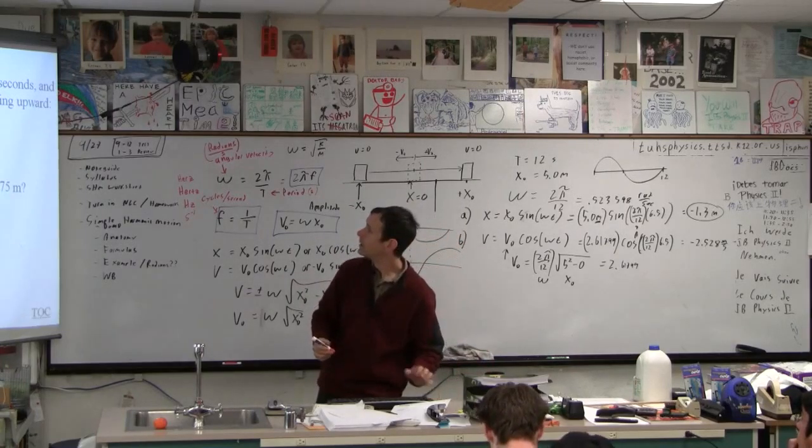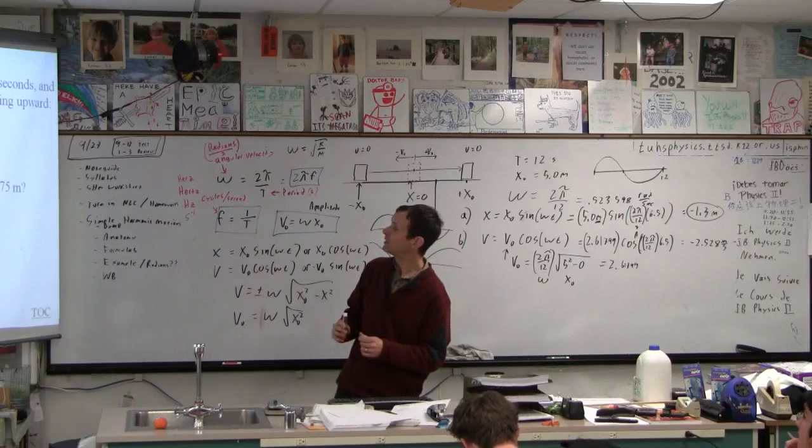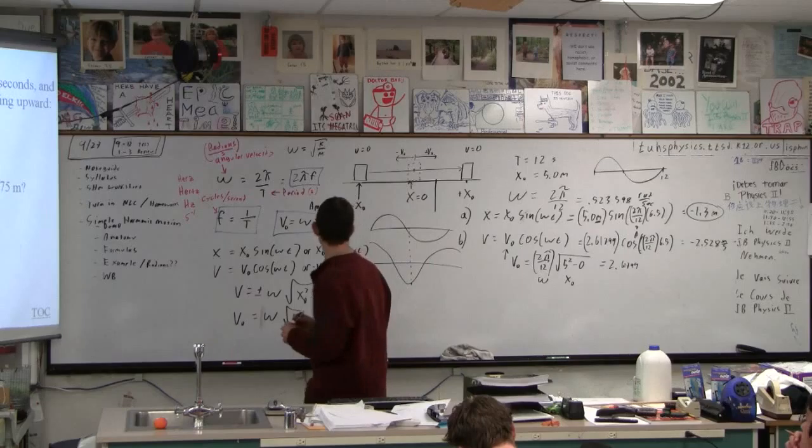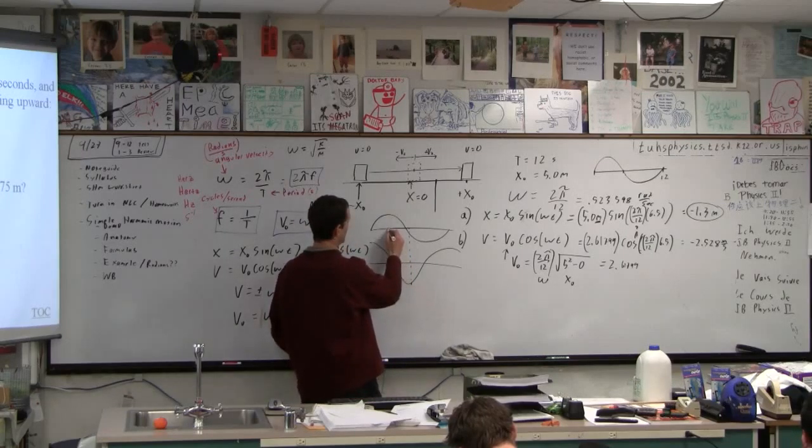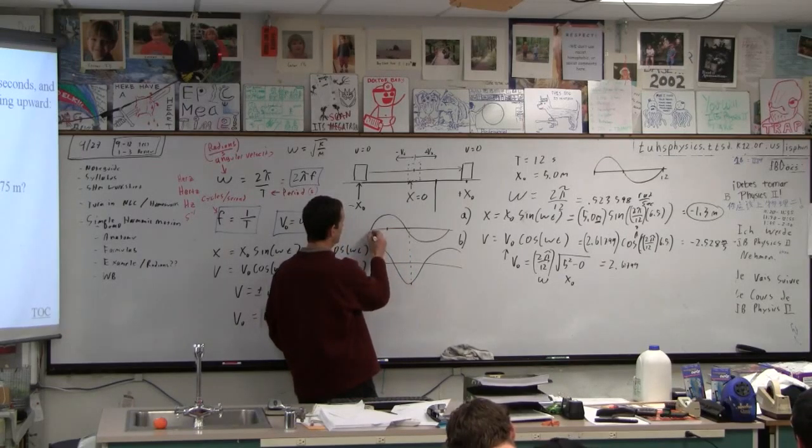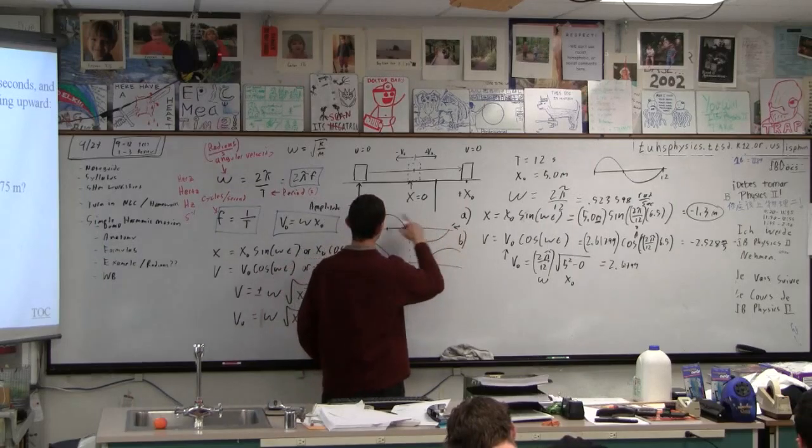Okay. At what times will it be at the top? When will it be at the bottom? This is easy, right? Well, what time is this? This is 0 and this is 12. What time is this? 3.